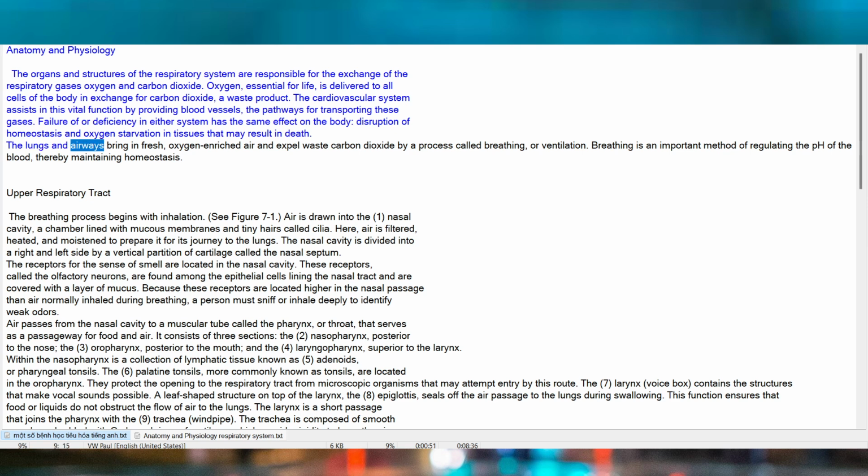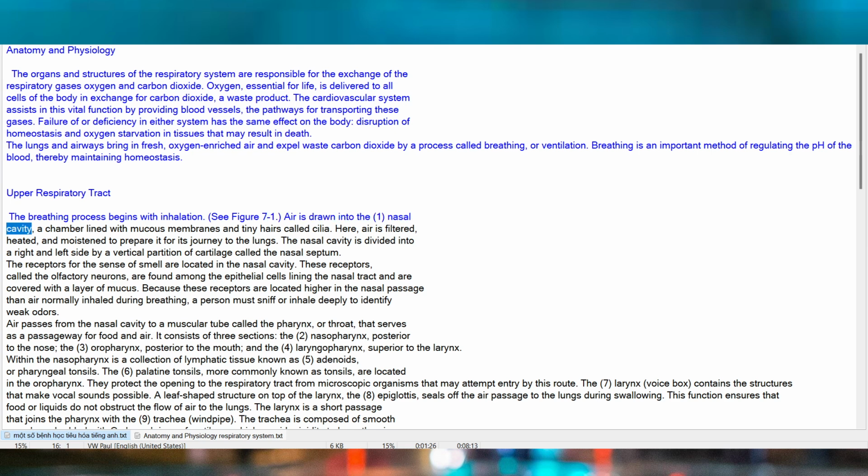The lungs and airways bring in fresh, oxygen-enriched air and expel waste carbon dioxide by a process called breathing, or ventilation. Breathing is an important method of regulating the pH of the blood, thereby maintaining homeostasis. Upper respiratory tract. The breathing process begins with inhalation. See Figure 7-1. Air is drawn into the 1.